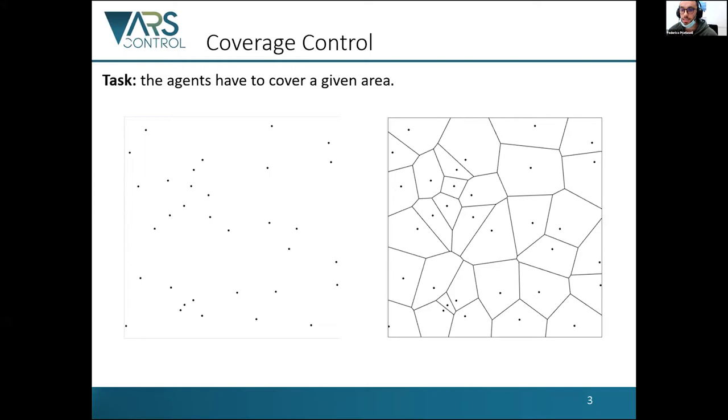In the figure on the left, we have a swarm of agents or robots in a given predefined area. On the right, we have the respective Voronoi decomposition. It is worth noting that this type of computation, in order to obtain this result, needs global information, I mean, it needs the global information of all of the robot positions.